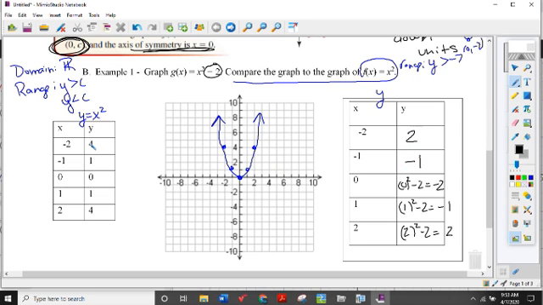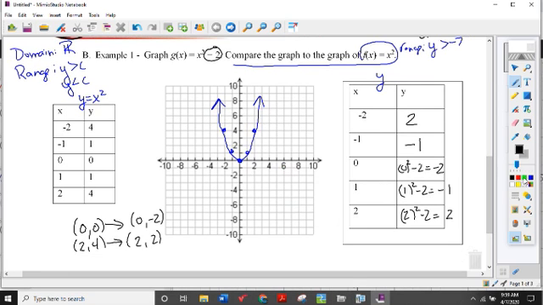Now, just check. Let's look here. 4 minus 2 is 2. Yep. 1 minus 2 is negative 1. 0 minus 2 is negative 2. 1 minus 2 is negative 1. 4 minus 2 is 2. So when I subtract 2, my vertex goes from 0, 0 to 0, negative 2. You see the y-coordinate changed, not the x-coordinate. Looking at another point, 2, 4 on the parent function translates to 2, 2. Again, the x-coordinate didn't change, just the y-coordinate.